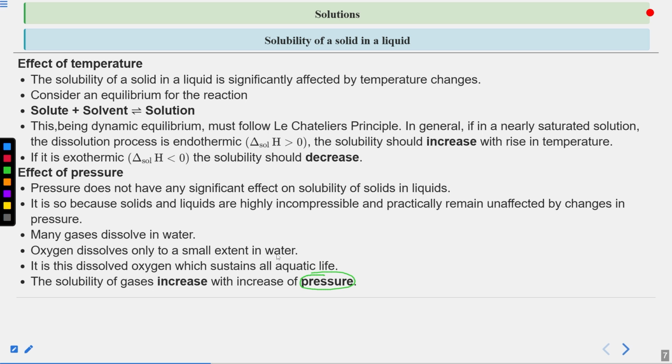And it is very obvious, as you have seen its application in soft drinks, where it is filled with CO2 at high pressure to keep it in the solution. The CO2 is trapped in the solution with this application of high pressure. And if you remove the lid, then you will see that due to removal of the lid, the pressure decreases and the amount of CO2 that was initially dissolved decreases.